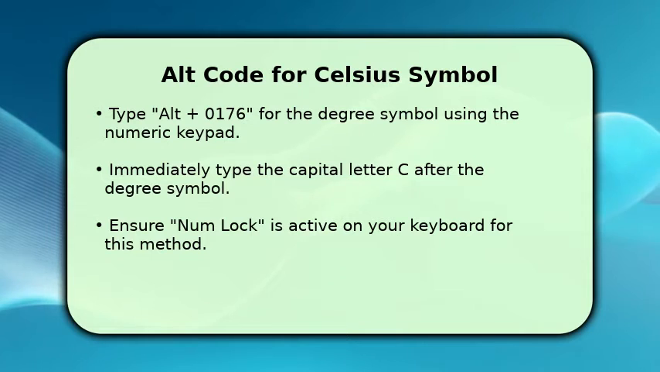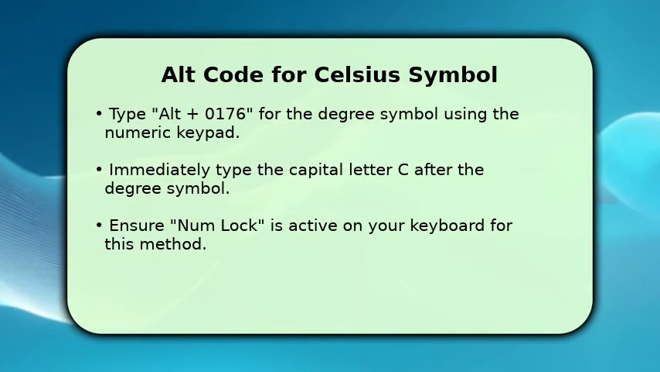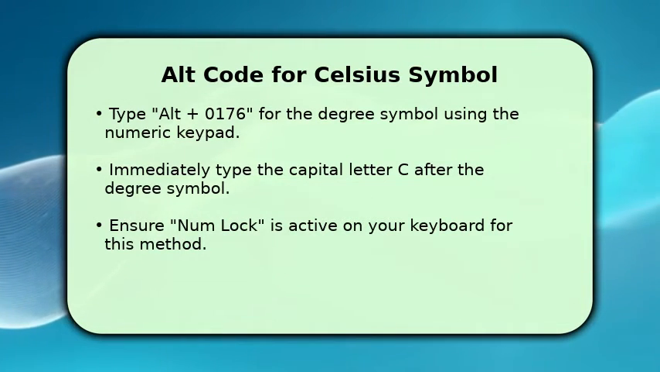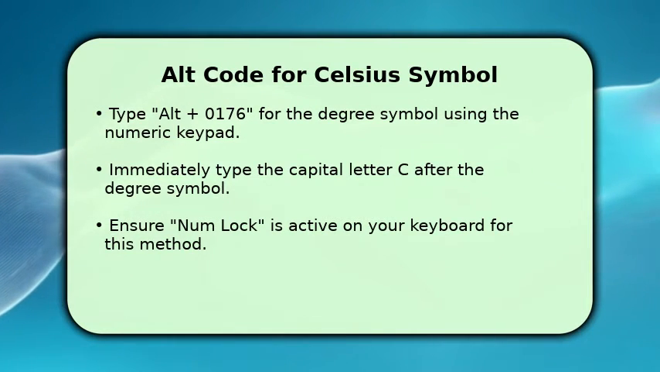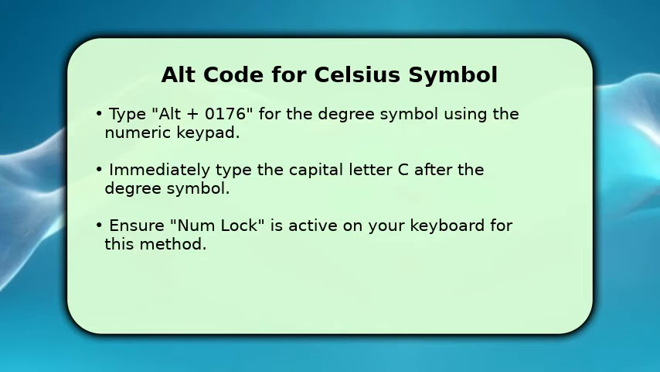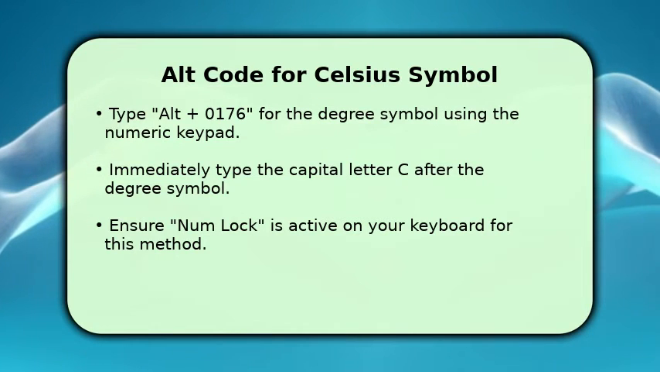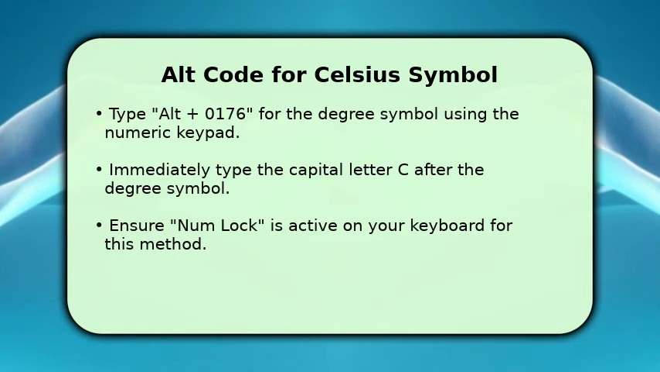Make sure your numlock is active on your keyboard. Then, hold down the Alt key and type 0176 using the numeric keypad on the right side of your keyboard. Release the Alt key, and the degree symbol will appear. Immediately after, type the capital letter C to complete the Celsius symbol. This method is very efficient for frequent use.